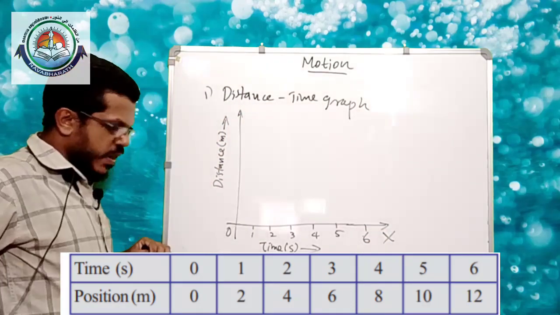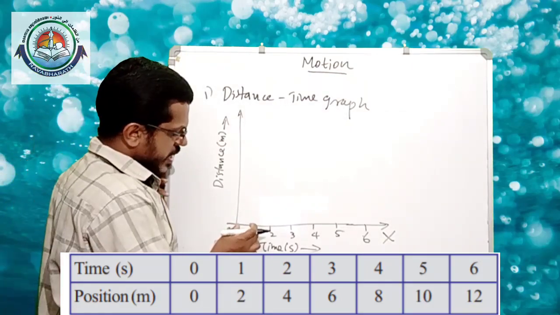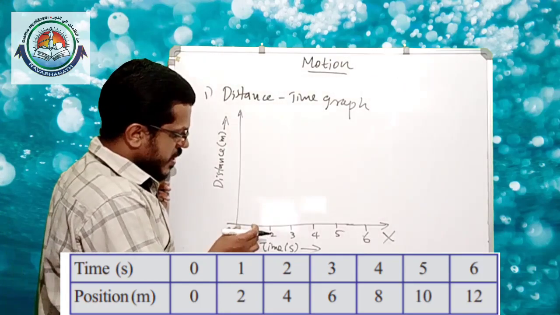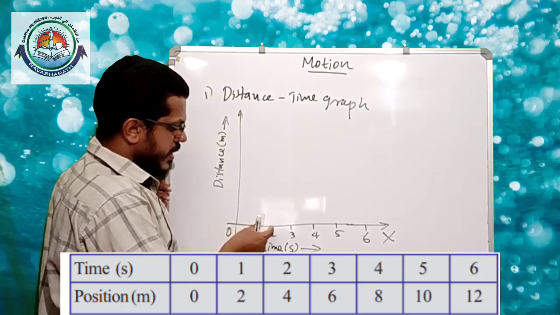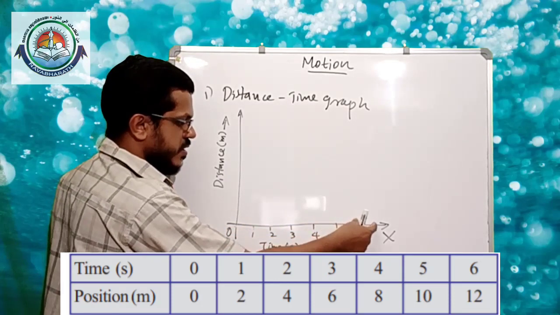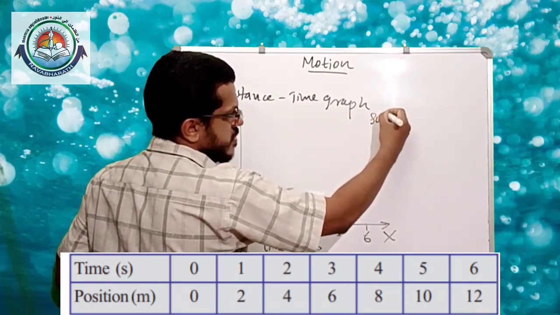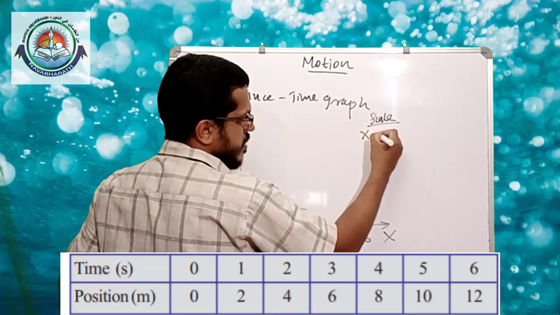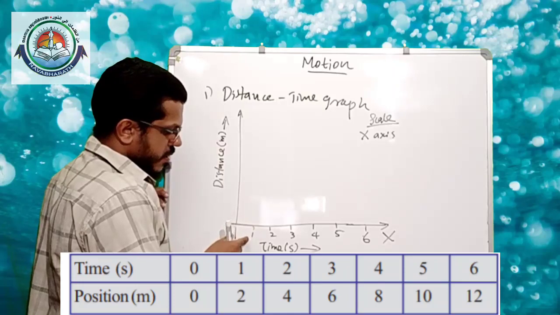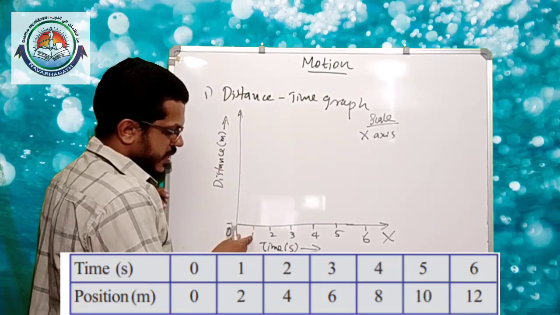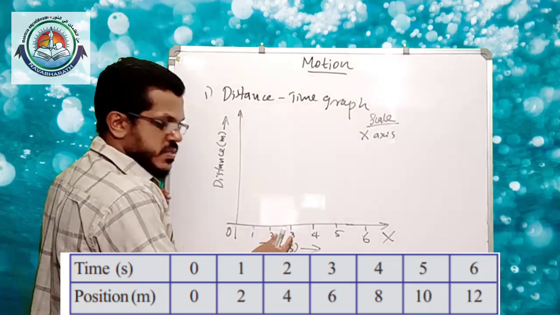And what is the scale of x-axis here? Scale means, in the graph paper you can observe this is 1 centimeter. On the x-axis, here is 1 centimeter and here is 1 centimeter. This is also 1 centimeter. All these values are 1 centimeter. How much is the value? That is 1 second. Here is 1 centimeter, that is also 1 second. Here is 1 centimeter, that is also 1 second.